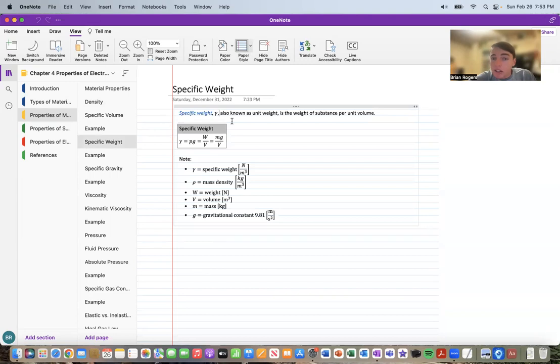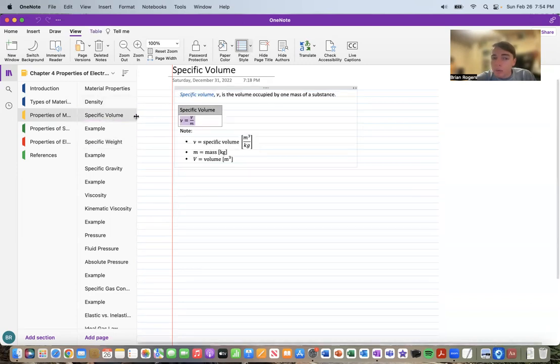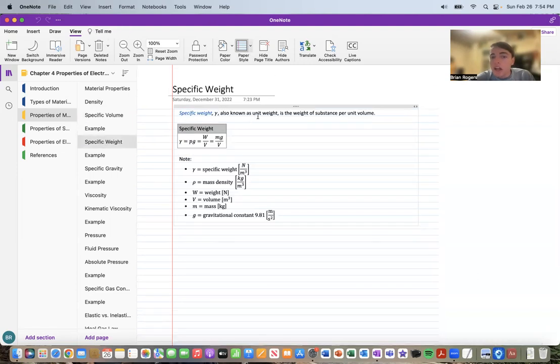Specific weight, you're going to notice, is known as the unit weight. And so it's the weight of a substance per unit volume. So just like with specific volume, where we divided by the mass just to get basically the volume occupied by one mass, specific weight is about getting the weight per 1 unit volume. And so what we're going to see here is you take the weight and you divide it by 1 unit volume. And so here, weight, if you remember from physics, is just the mass times the gravitational constant, divided by 1 unit of volume. So that's what we're going to have here when we solve for it.